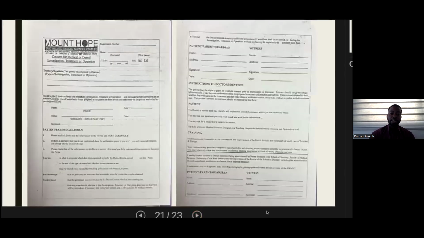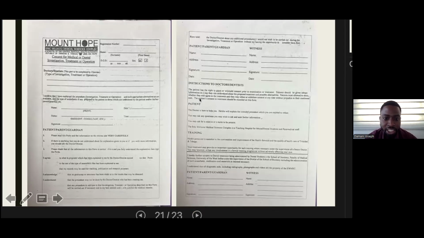This included back and front of the consent form that we use here in Mount Hope Hospital. I did find it interesting to include because I've been using these consent forms for a couple of years in Mount Hope, but I never fully read that there was a part that was directed to us as physicians on the back side. There are instructions to doctors and dentists.